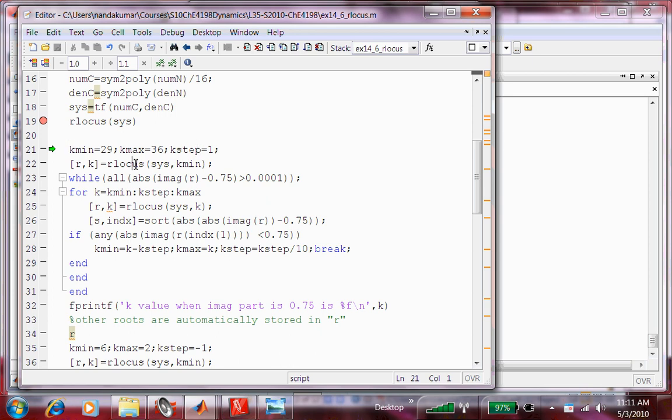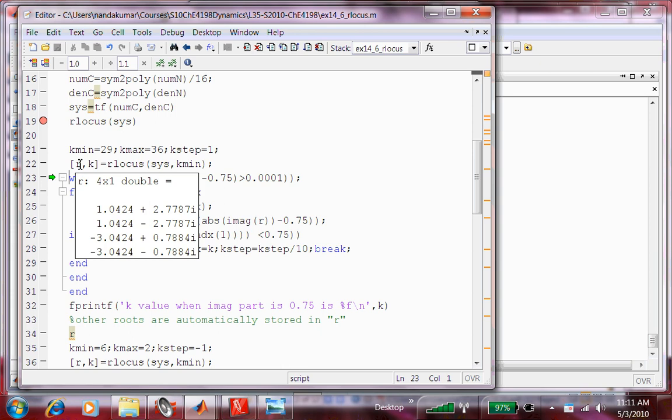Then I use that rlocus command in exactly the way that I just pointed out. Using kmin, return me the roots. So I'm going to step through this one by one and show you what happens. Let me execute that. So k is 29 and R are these four values. There are four roots, so these are the four values.